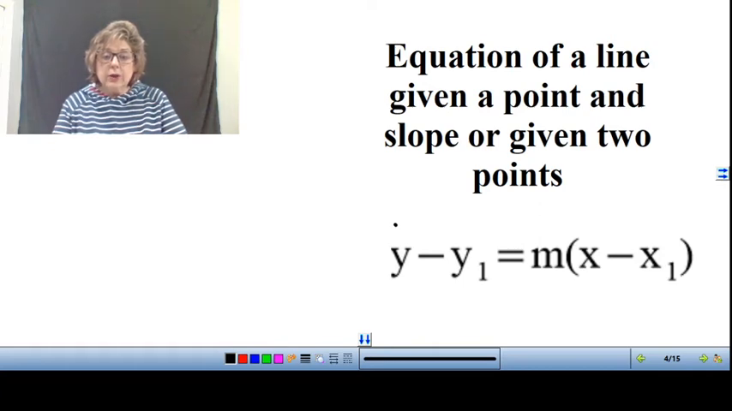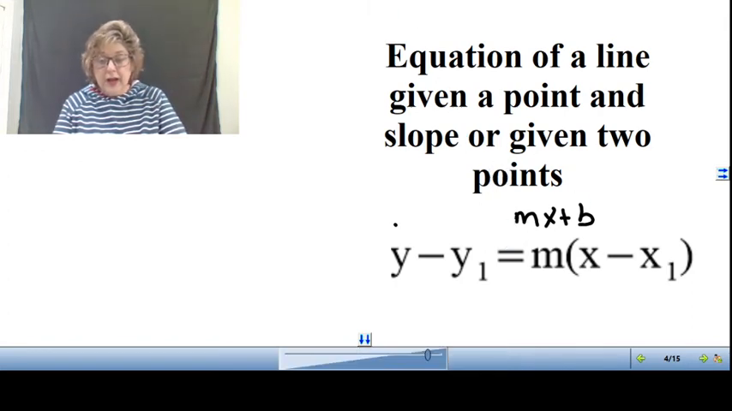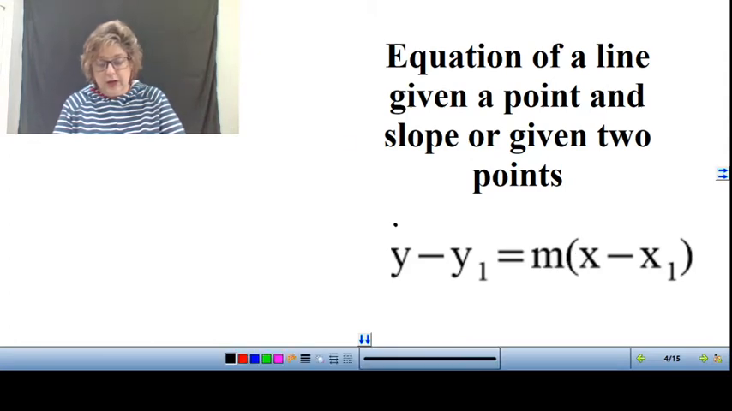Okay, today we're going to do the equation of a line, and we're going to look at given a point and slope, or where I'm given two points. Now most teachers use y equals mx plus b, which is the slope-intercept equation of a line, and they use it that way. But I tend to use this formula right here.